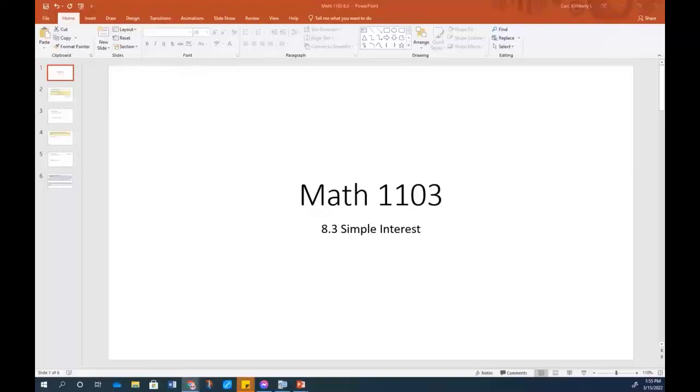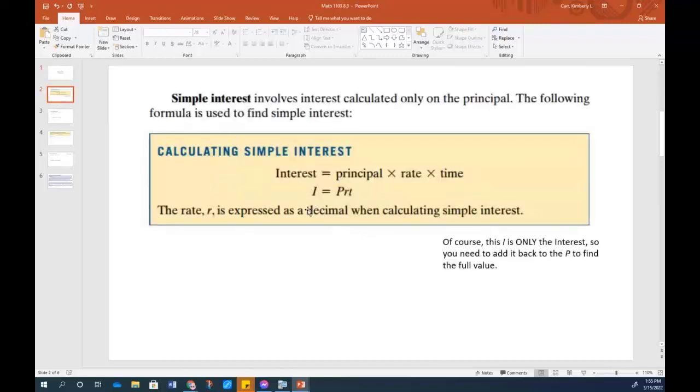Hello, this lesson is about simple interest and applications of that. It is 8.3. We don't have a lesson for 8.1 and 8.2. So let's get started. First of all, simple interest can be calculated from a basic formula.